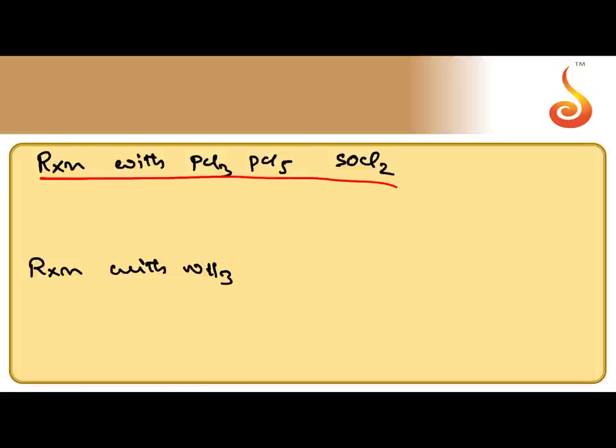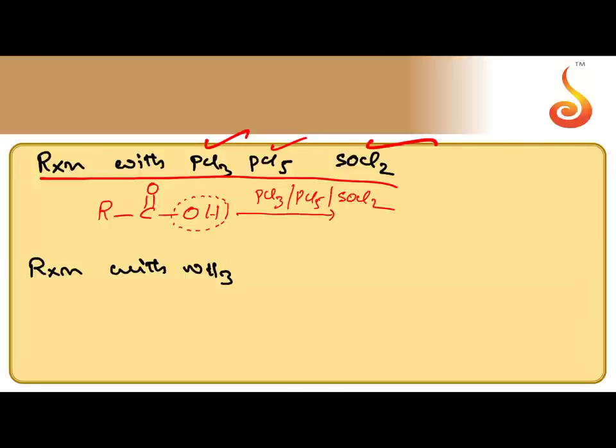Next, other chemical reactions of carboxylic acids. Reaction with phosphorus trichloride, phosphorus pentachloride, thionyl chloride. Any one of these three, what happens? OH of the carboxylic acid is substituted indirectly by chlorine. You can take PCl3 or PCl5 or even SOCl2. The product obtained is nothing but acid chloride.